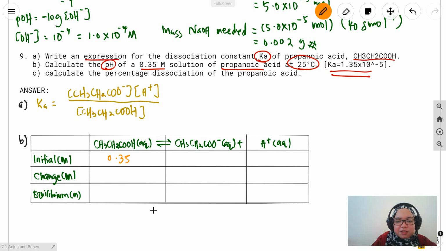Okay, we need to make an ICE table, okay? So initially the products are zero, right? Okay, so for change, because the stoichiometric coefficient here is 1, it is minus X for the reactant and plus X for the products. So at equilibrium, this is very important. The blank here will be 0.35.